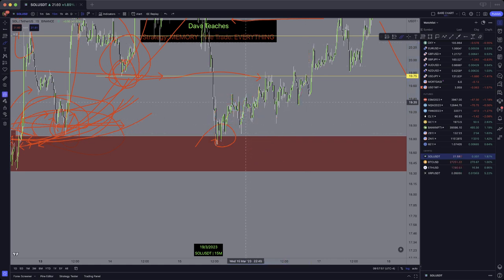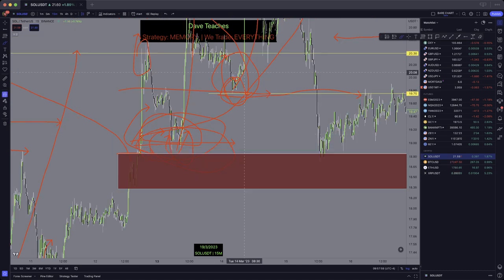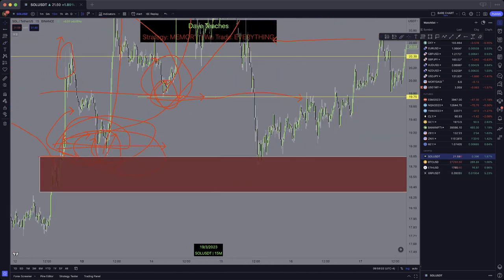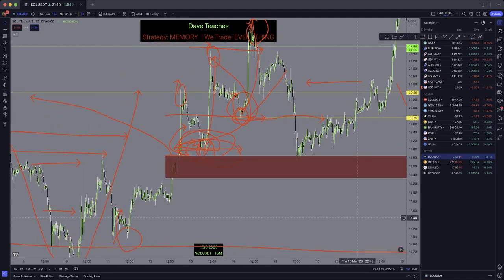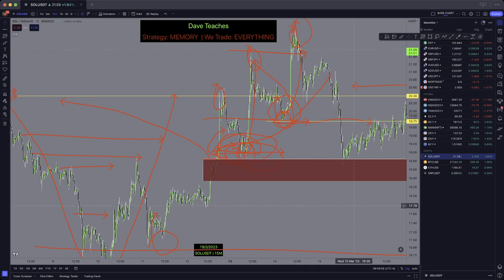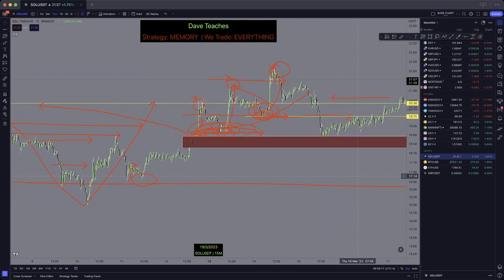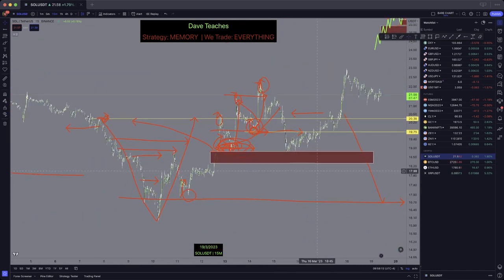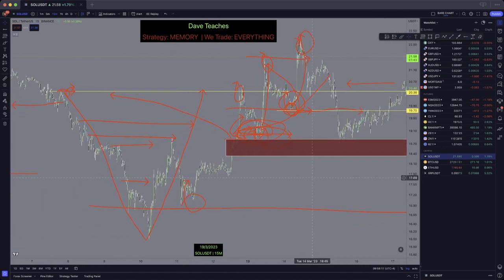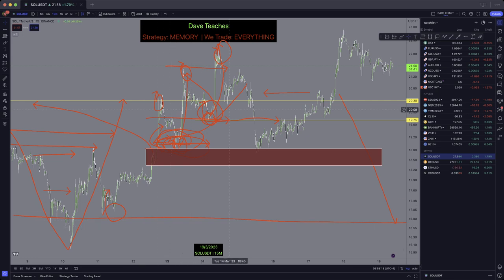So it's all about, one, the zones you choose, but it's not all within the zones you choose. It's within the order flow and the delivery of those zones, what they're responsible for, what we're currently in.